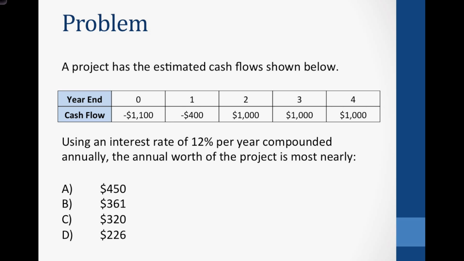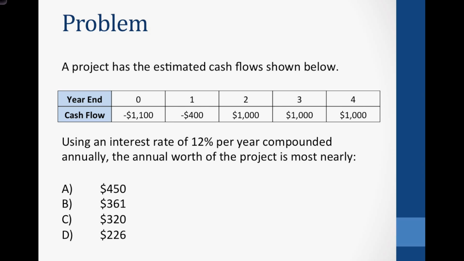In our problem statement, we are given a cash flow chart. In year 0, there's an expense of $1,100. Year 1, an expense of $400. And year 2 through 4, there's a capital gain of $1,000. If we are given an interest rate or discount rate, what is the annual worth of this project? A, $450, B, $361, C, $320, or D, $226.